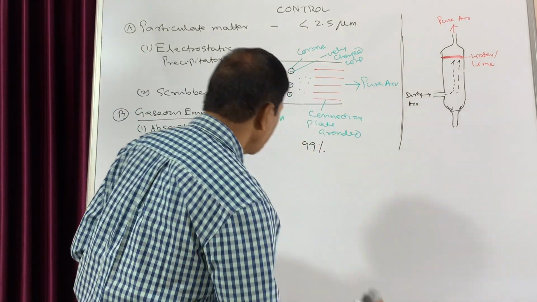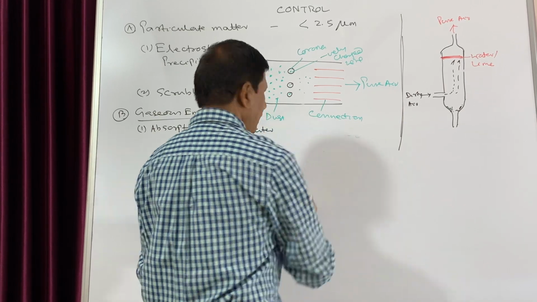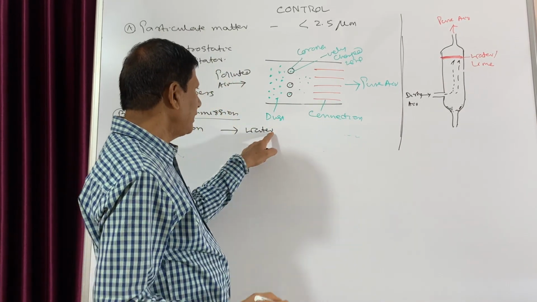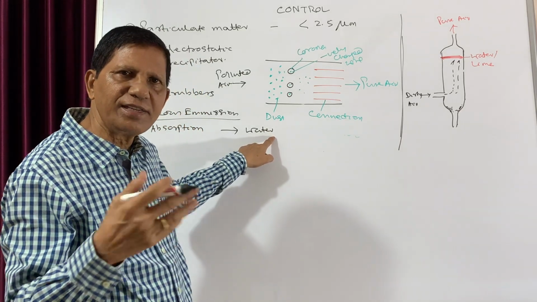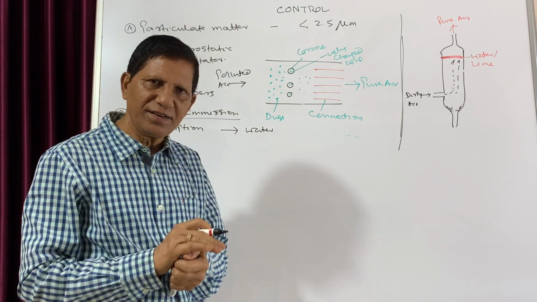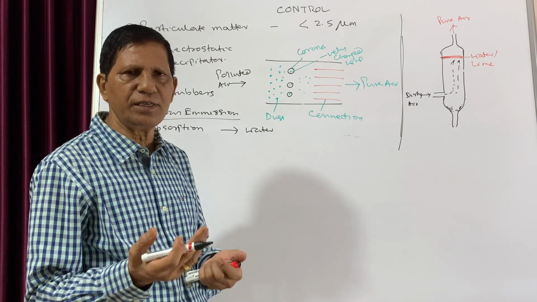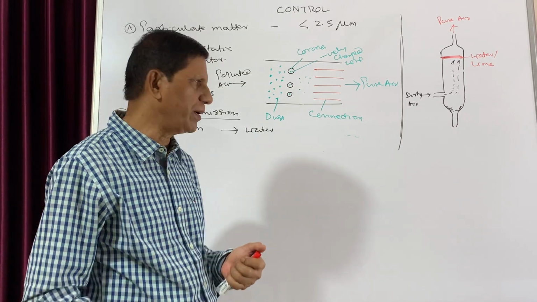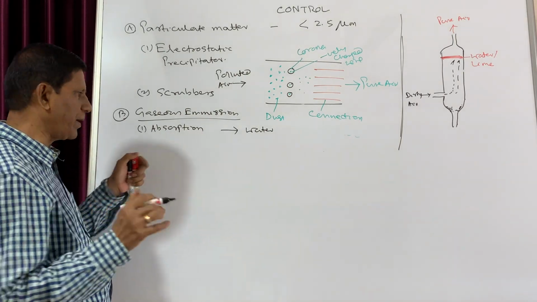So when it is passed through water, usually the water now becomes polluted, but the air is cleaned. So in one way the air is cleaned, but the water becomes polluted. That is why this is not one of the very good methods, but it is one of the methods by which the air can be purified.